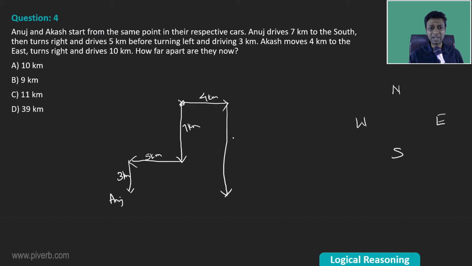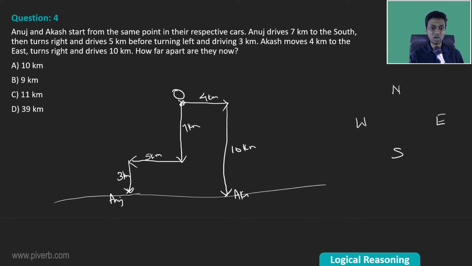How far apart are they now? Think about it. This is a starting point. Let's say O. This is Akash here. This is 10 kilometers. Anuj just drove 7 in this direction plus 3. 10 totally. This 10. So they should be at the same level on the south, 10 kilometers south of where they started.